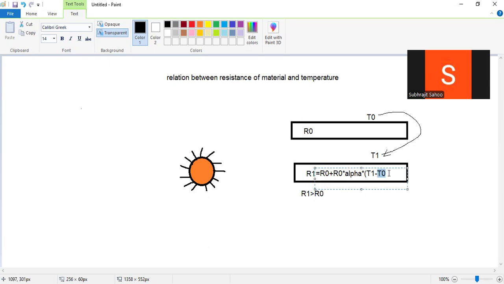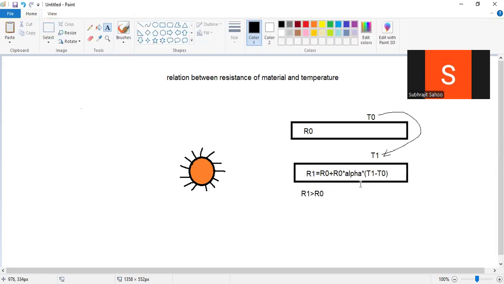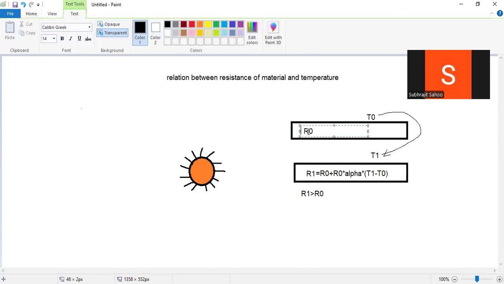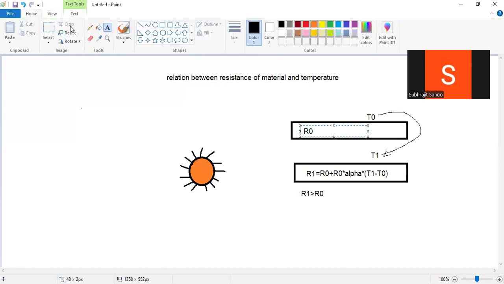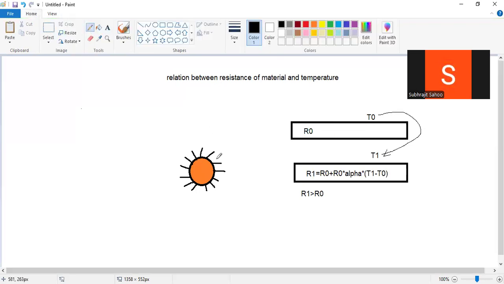T1 minus T naught. Observe this equation. When the temperature is T naught, the resistance was R naught. Now, because of the sunlight heat, the temperature changes from T naught to T1.